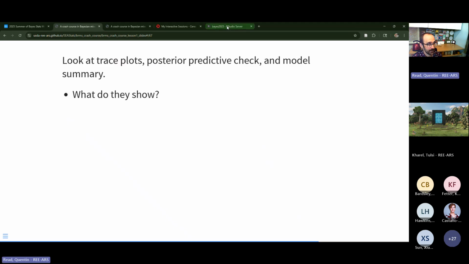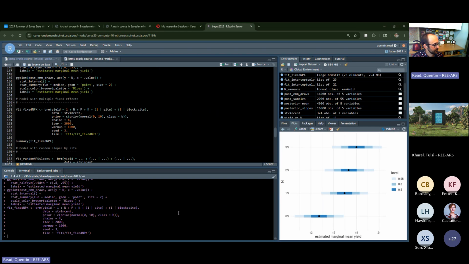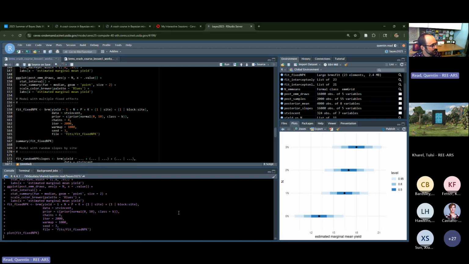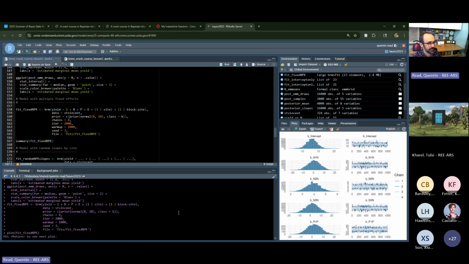So we're going to go ahead and do that. We're going to say plot fit_fixed_NPK. For every model that we fit, I didn't always include the trace plots and the predictive check plots in the code, but it's good practice to look at them for every model that you fit. So I'm just going to type them in the console from now on. We'll use plot.